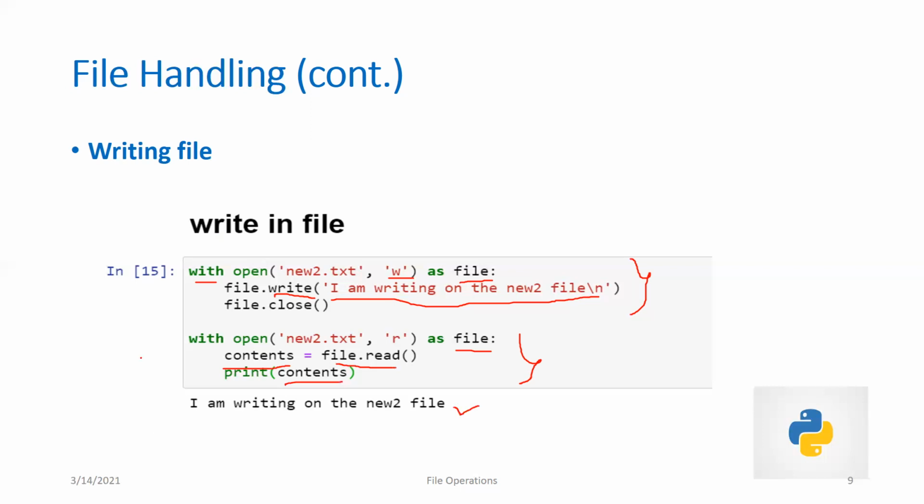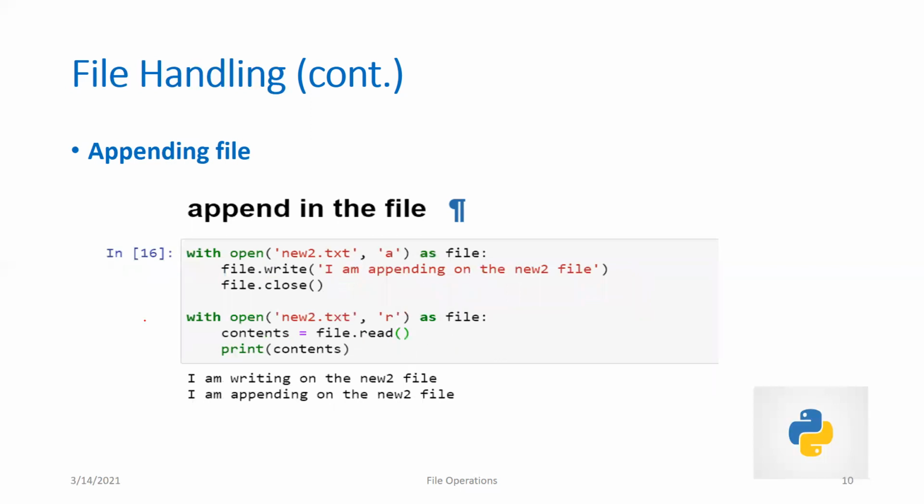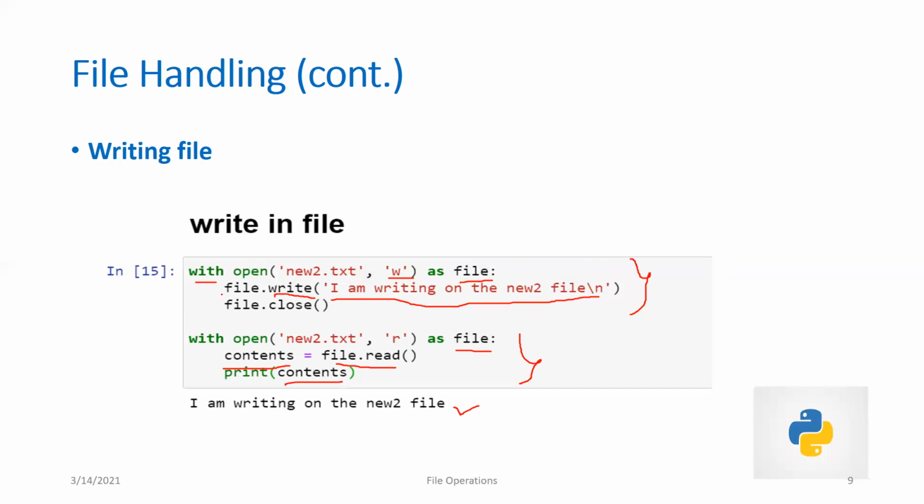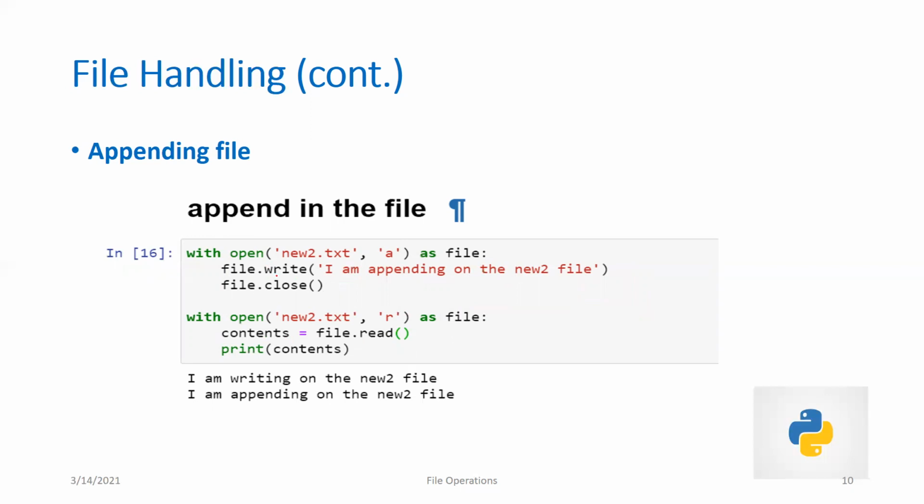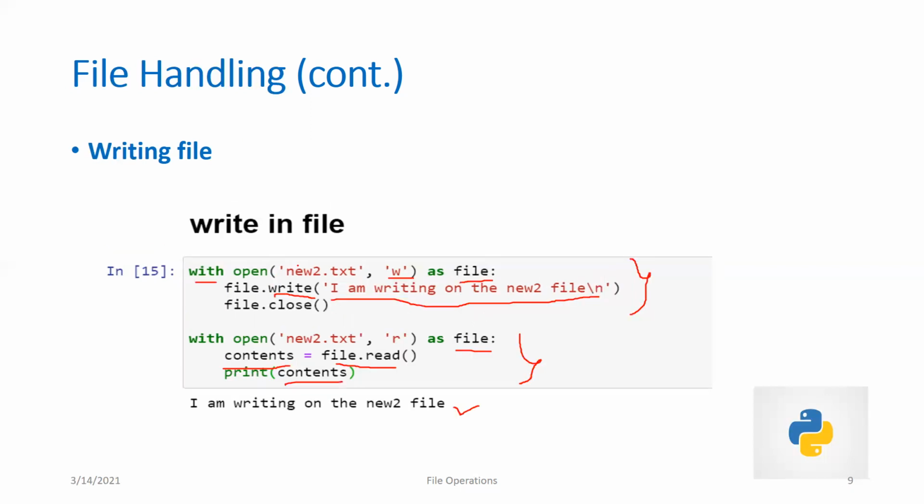Now I want to append the file. Why do I want to append the file? If I write this file again, then this sentence will be removed. That means this sentence will be overwritten. If I want to write again on that file, not append, suppose I want to write hello.